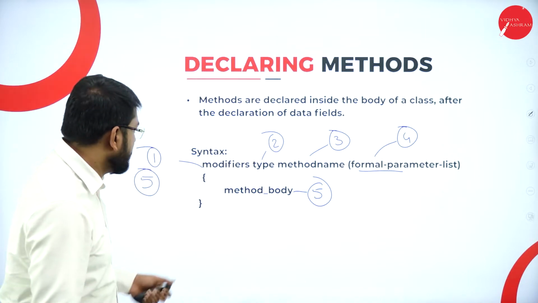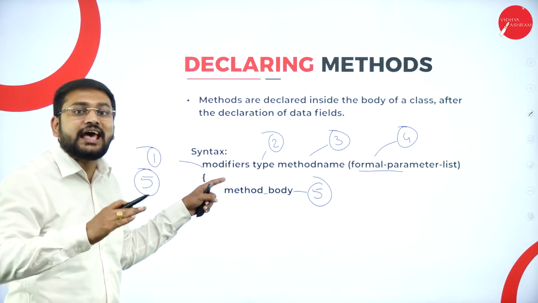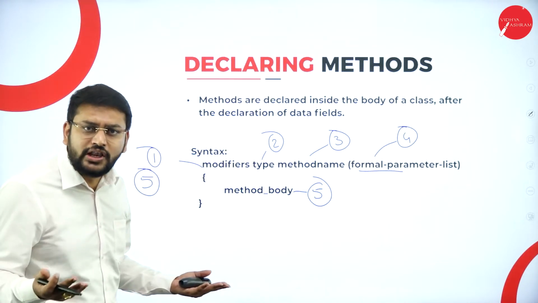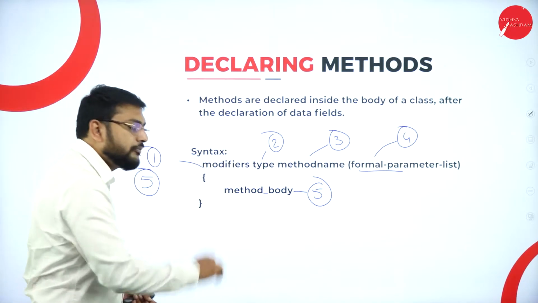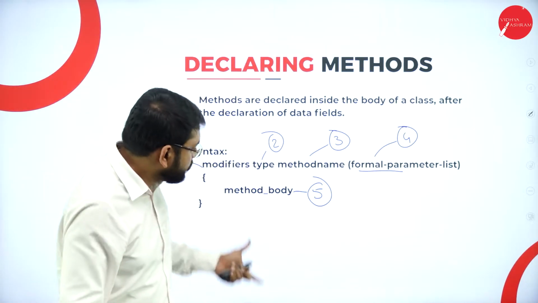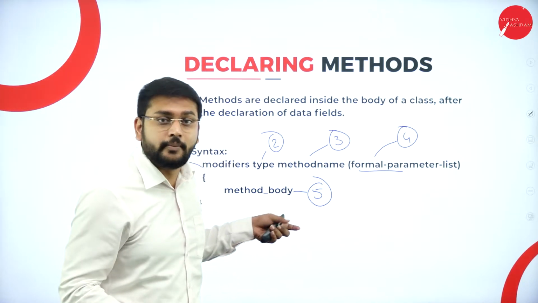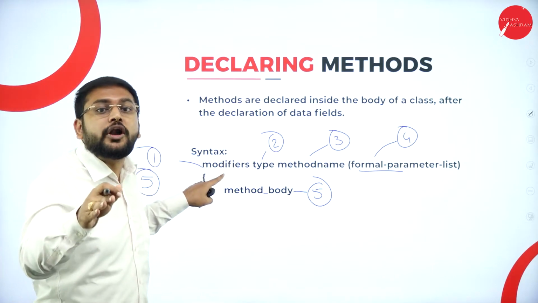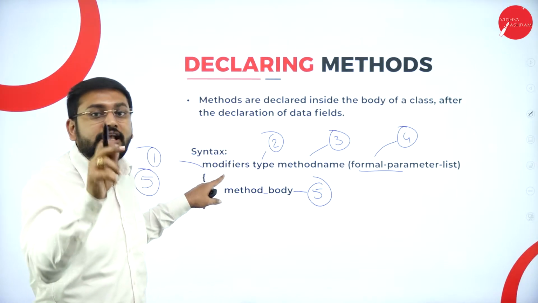Listen to me carefully. The first part is all about the modifier. Modifier in the sense access modifier. So it could be public. You all know what is public, private and protected. Suppose if I make my modifier public, this method can be accessed anywhere. That is what you need to remember. In this place, I will be specifying my modifier. Modifier in the sense it can be public, private and protected. That's what you need to remember.